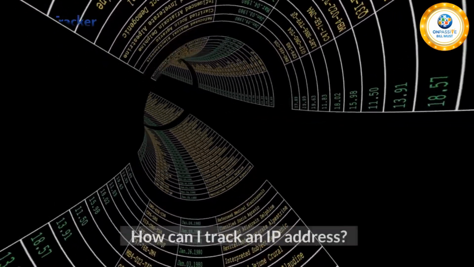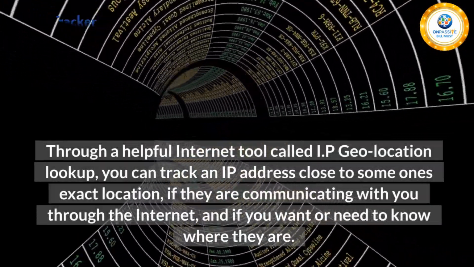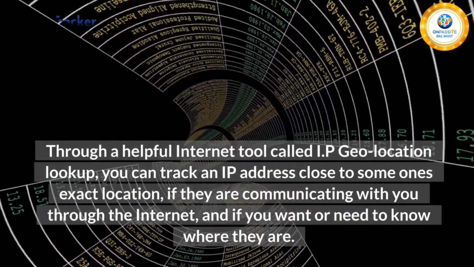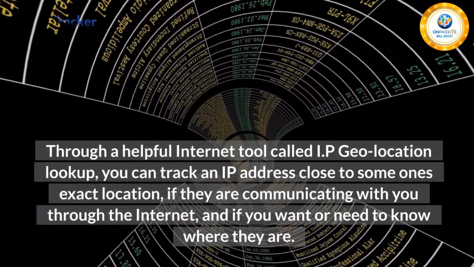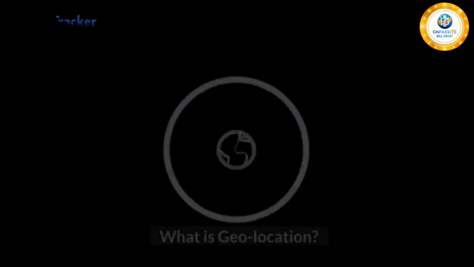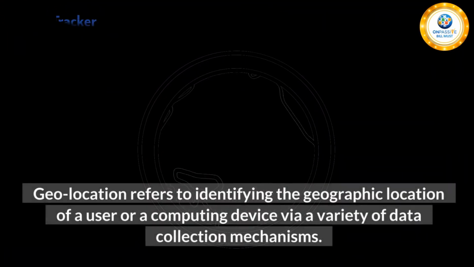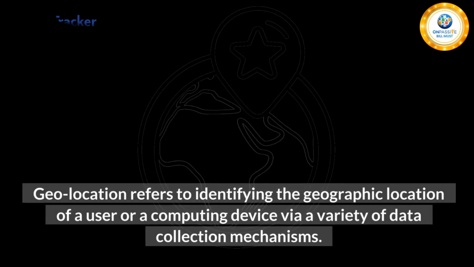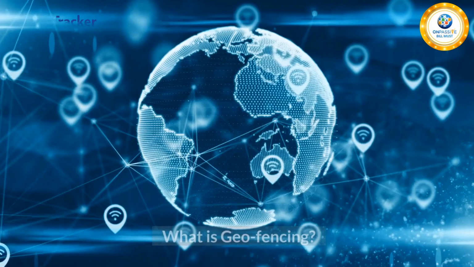How can I track an IP address? Through a helpful internet tool called IP geolocation lookup, you can track an IP address close to someone's exact location, if they are communicating with you through the internet, and if you want or need to know where they are. What is geolocation? Geolocation refers to identifying the geographic location of a user or a computing device via a variety of data collection mechanisms. What is geofencing?